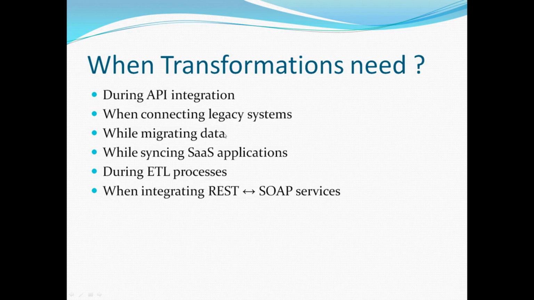We are using transformation while migrating data. Then while syncing data between SaaS applications. Modern SaaS applications use JSON as data, but one SaaS application may give a different structure and another SaaS application may accept a different structure. So in that case, we need to do the transformation. During the ETL process, when we extract the data from a database, the target system may accept CSV, and some other target system may accept JSON. So in that case, we are converting to CSV format or JSON format or any other required format. When integrating REST and SOAP services, in those cases we may need to do the transformation based on the REST service format and the SOAP service. A SOAP service always accepts XML. In these cases, we need to use the transformation.